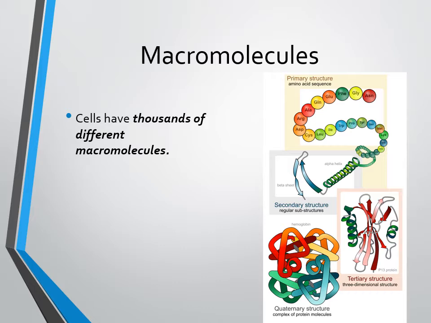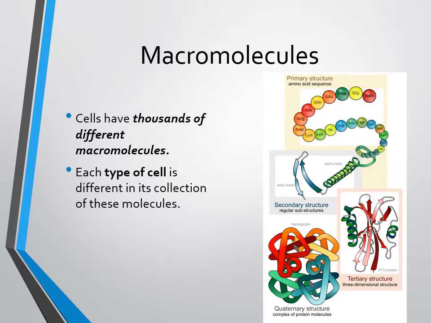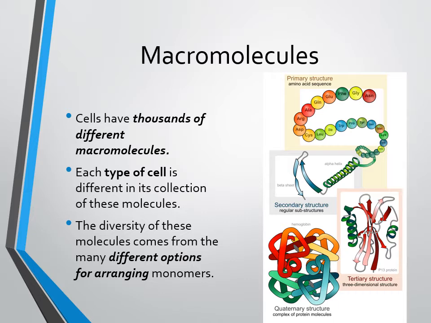All right, cells have thousands of different types of macromolecules. Each type of cell is different in its collection of these molecules. The diversity of these molecules comes from many different options from arranging monomers. This over here is an amino acid sequence, and it then forms into a protein through folding and such, which we'll get into later.